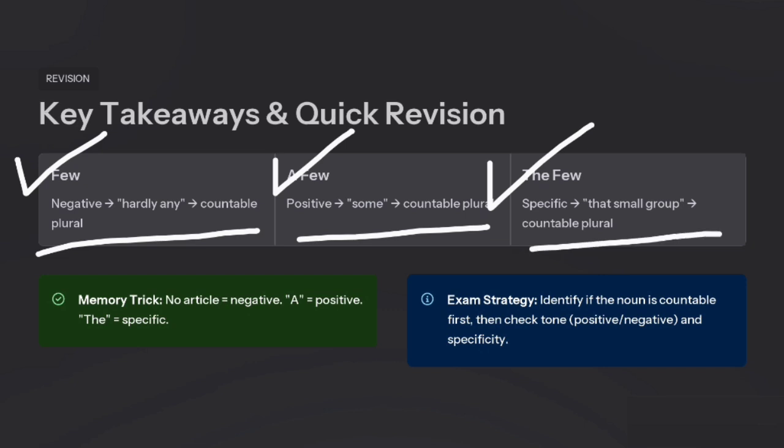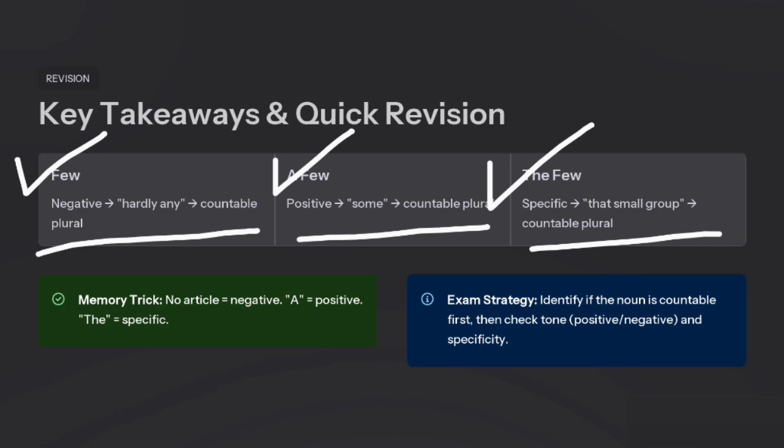Memory tricks, I have made this kind of memory trick. It's quite easy to keep in your psyche how to use them. If you see no a or the, it means it's completely negative. No means negative, so few. And if you see a, positive, because A positive blood group, so A means positivity, so it is a few. And then the few means specific because the is a definite article, so it should be definite and specific.